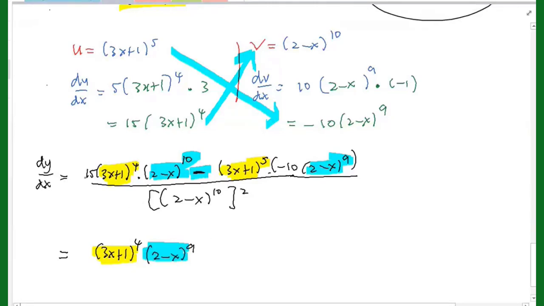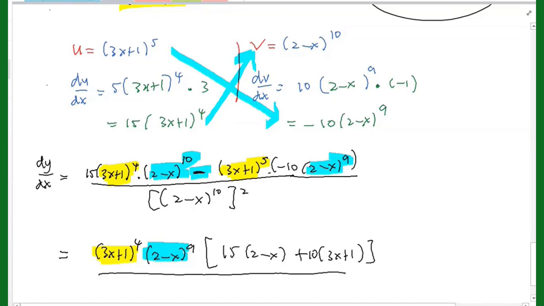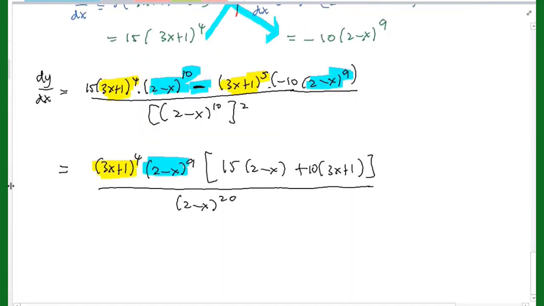And then check again. This one, 15 is okay. Left with 15. This one is 9, so 2 minus x, minus. So the second one is left with 3x plus 1 and negative negative 10 is positive 10. Finished, over (2 minus x) to the power 20. Settle, and then simplify. So minus (3x plus 1) to the power 4 over (2 minus x) to the power 11, right?